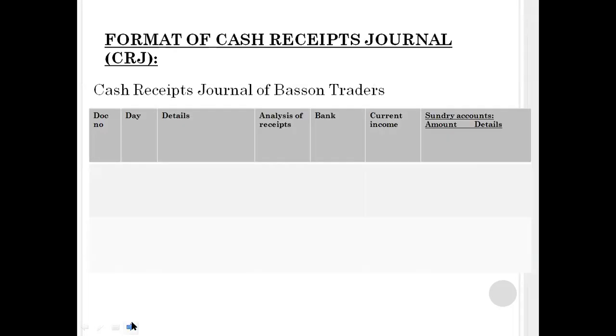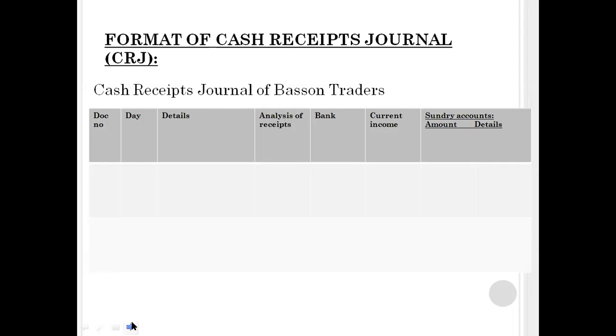There's the format of the cash receipts journal. Again, it is a journal with different columns and some subheadings at the top. The subheadings of the cash receipts journal are always the same. They're not going to change. The first column is your document number column. There you enter your source document and the number involved. Either it's going to be a receipt, or it's going to be a cash register roll where you write CRR and then the number.